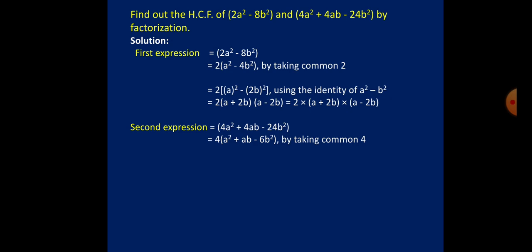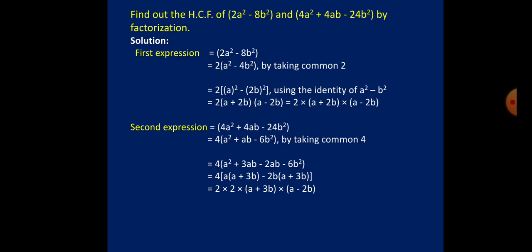Now the middle term ab can be split into 3ab minus 2ab, because 3ab minus 2ab is ab, giving a squared plus 3ab minus 2ab minus 6b squared. In the first two terms, a is common, so we take out a, giving a times a plus 3b. In the last two terms, 2b is common, so we take out minus 2b, giving a plus 3b. In this expression a plus 3b is common, so we take out a plus 3b, and then it is a minus 2b. So finally the second expression is 2 times 2 times a plus 3b times a minus 2b.